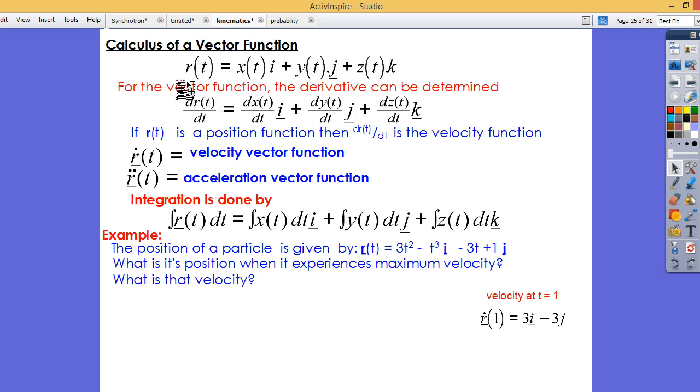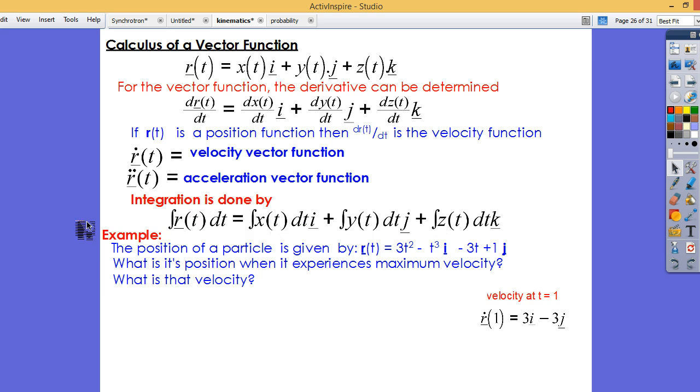Alright, now when we start bringing calculus into our vector functions, we start with our position function, and then we can find the derivative just like this. So the derivative of the position function is the same as the derivative of the x component, the y component, the z component. Okay, so if r(t) is the position function, then the first derivative becomes the velocity vector function. We're going to denote that with an r dot. And then the second derivative becomes r dot dot, which is our acceleration vector function. That's the simple notation we're going to adopt.